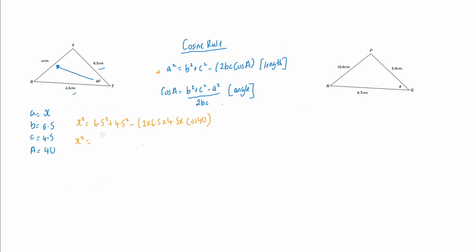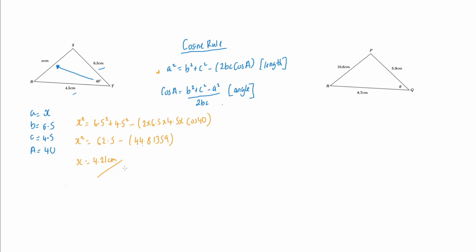So now when you put this in the calculator, what should it give you? 6.5 squared plus 4.5 squared gives 62.5. Minus, if you put this inside the bracket in the calculator, 2 times 6.5 times 4.5 times cos 40, that should give you 44.81359. Now x squared is 62.5 minus that, and then you square root it because you want to find x by itself. That should give you 4.21 as your answer.